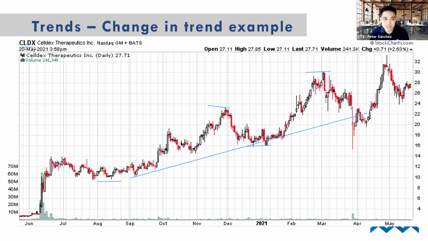Sa case ni CLDX, after niya nag-break, bumawi siya. Tumuloy pa siya ulit. No? So, kung time na to, you're considering selling, okay lang yun, kasi nasunod yung rule mo na if nagkaroon ng break ng trend line, there's a possible change in trend. Sa case lang niya, bumawi ulit siya at making another uptrend. So low, high, higher low, higher high. Okay?